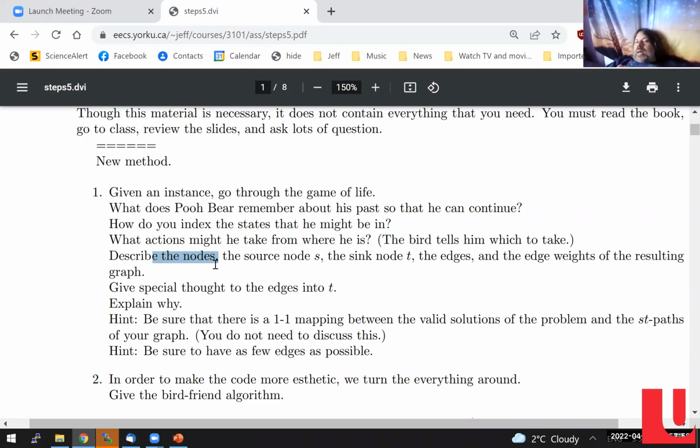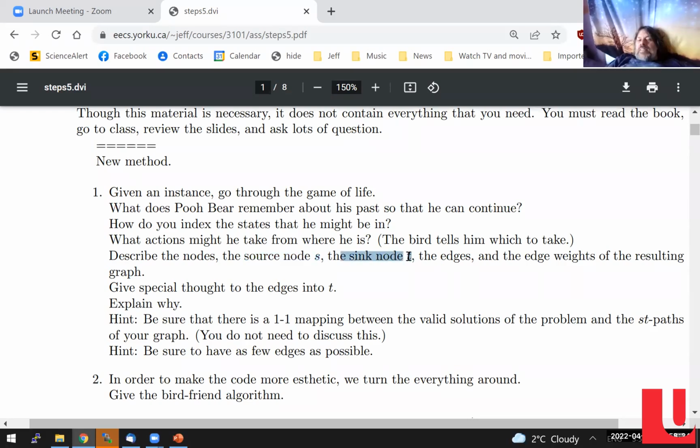Then what will my graph be? Well, what will my nodes be? My nodes will be for every I and for every V prime. I will have a node which corresponds to the subinstance of the ith object in the knapsack of volume V prime. What will be the source node? The source node S will be my knapsack is empty and I haven't considered any objects yet. I'm ready for the first object.